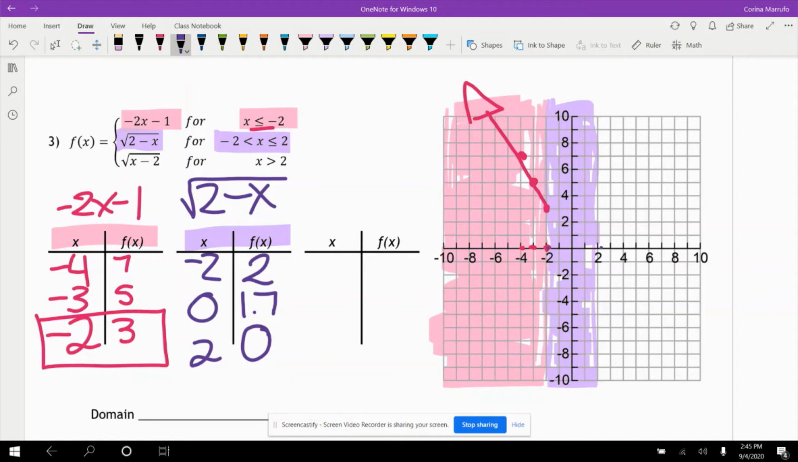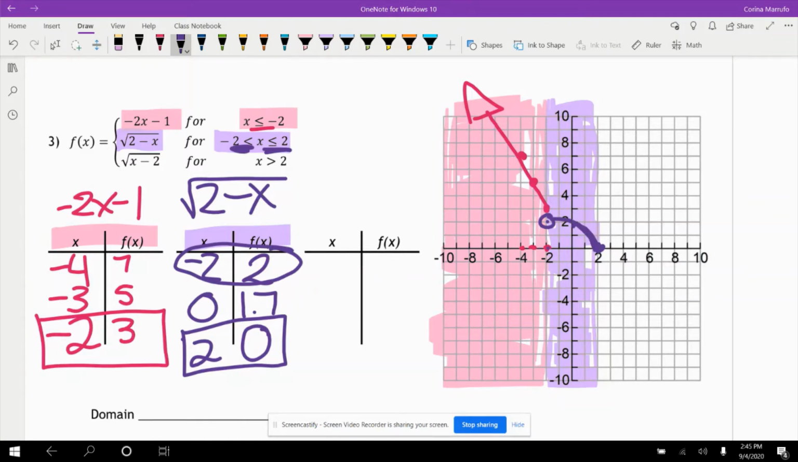Okay. I didn't put the boxes in the circle. So at -2, there's no equal to sign there, so I'm going to put an open circle on this one. And then here where it's equal to, I am going to make a closed circle. So I'm going to go ahead and graph this, -2, 2. It's an open circle. 0 and 1.7 would be about right here. And then 2, 0, this one's going to be a closed circle. And then something like this.